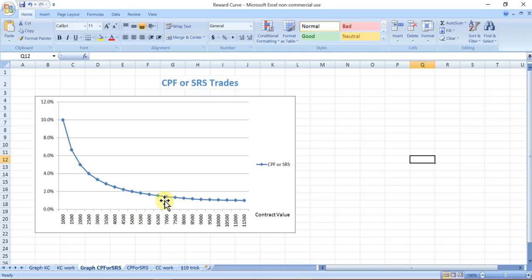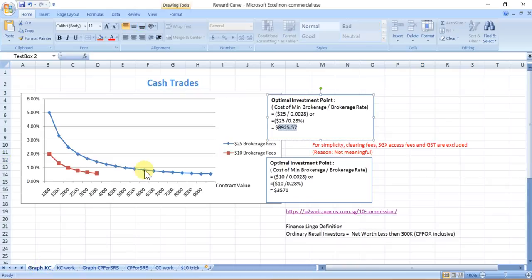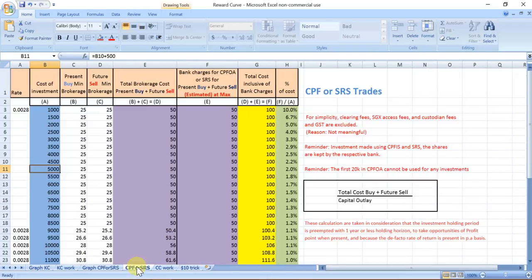So this is the CPF returns. Do notice that for CPF trades, the hurdle rate is higher at about 2%, whereas normal cash trades, as I showed you here, tend to be around the 1% region. So you do not want to trade for an amount which is too little. Let's say 3,000, the hurdle rate will come out to be 4%.